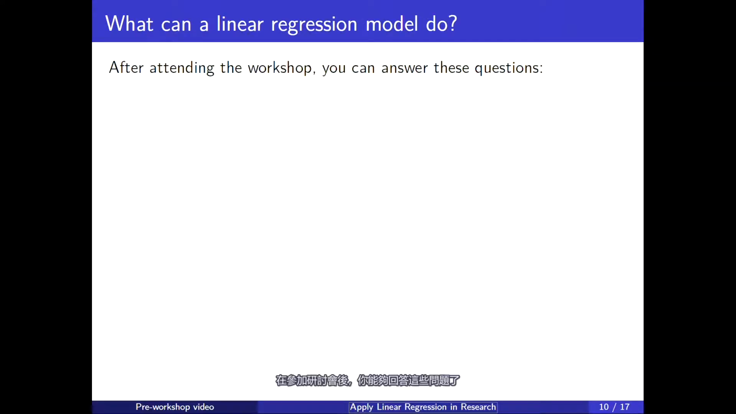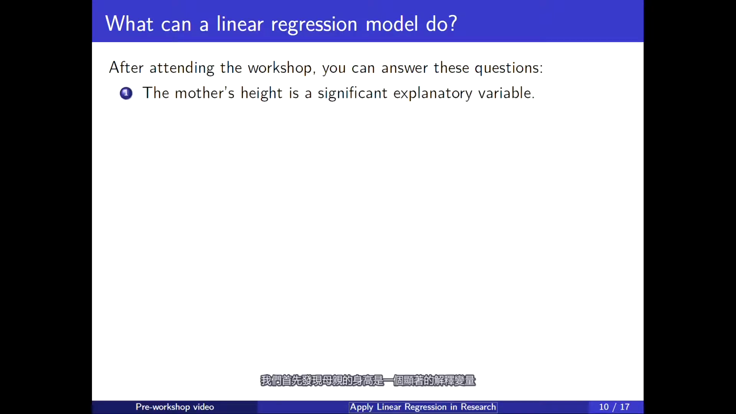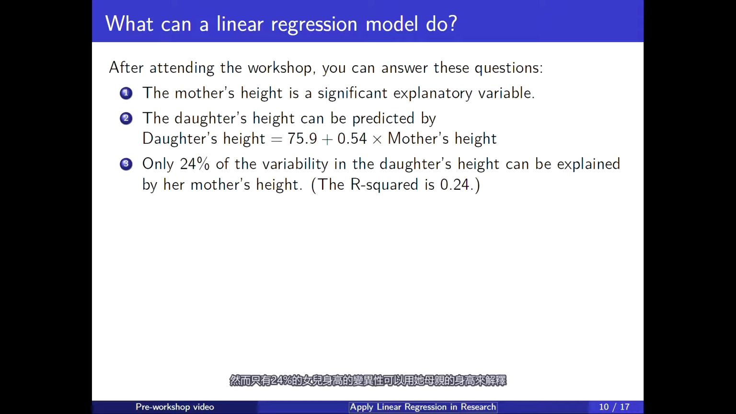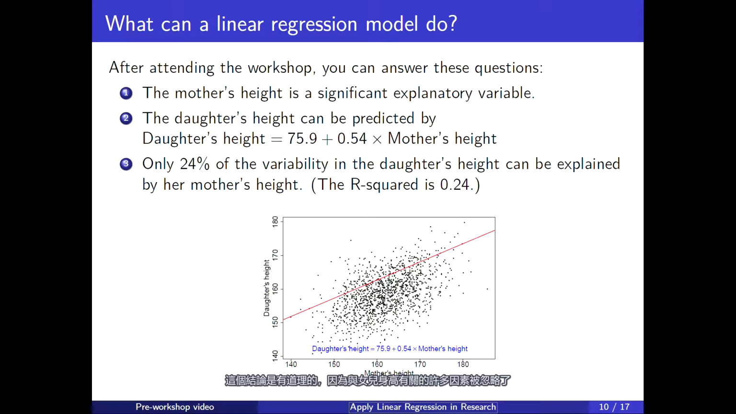After attending the workshop, you can answer this question. We first found out that the mother's height is a significant explanatory variable. We found out that this equation can capture the daughter's height. However, only 24% of the variability in the daughter's height can be explained by her mother's height. This conclusion makes sense since many factors related to the daughter's height are omitted.